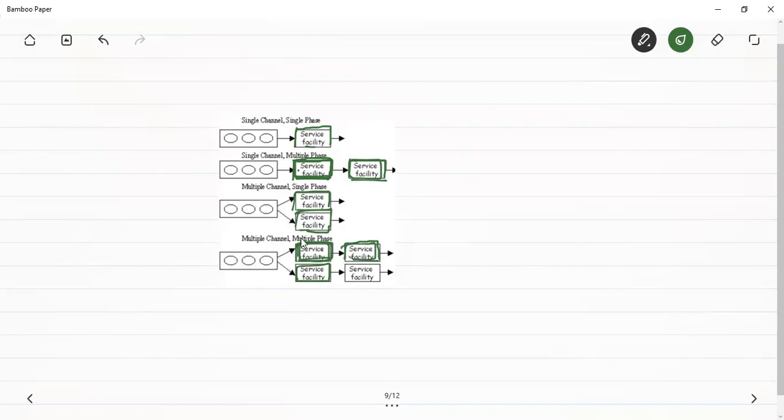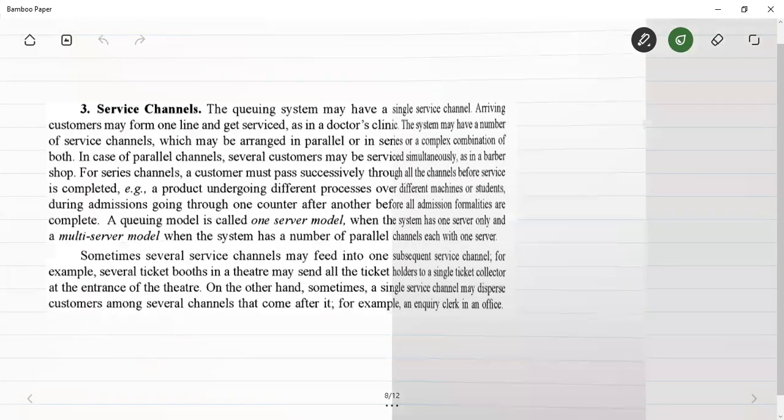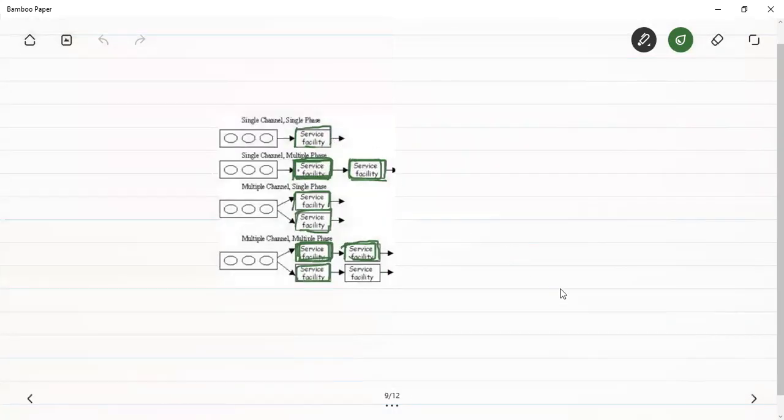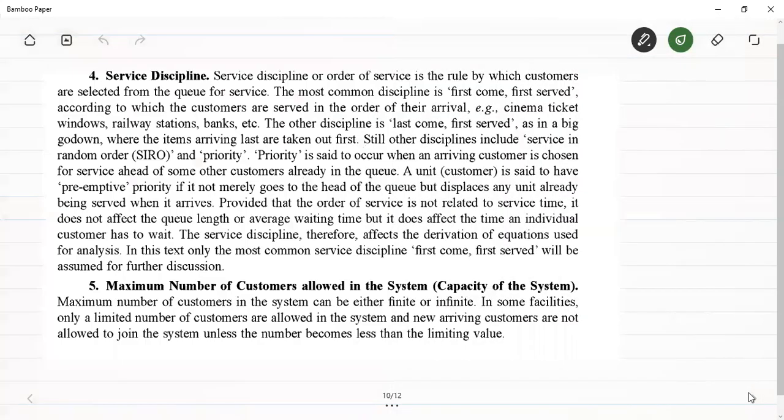The station will be a kind of busy station. So this is regarding the service channels. You can read this text. I have explained the text from the schematic. Now going on to the next.